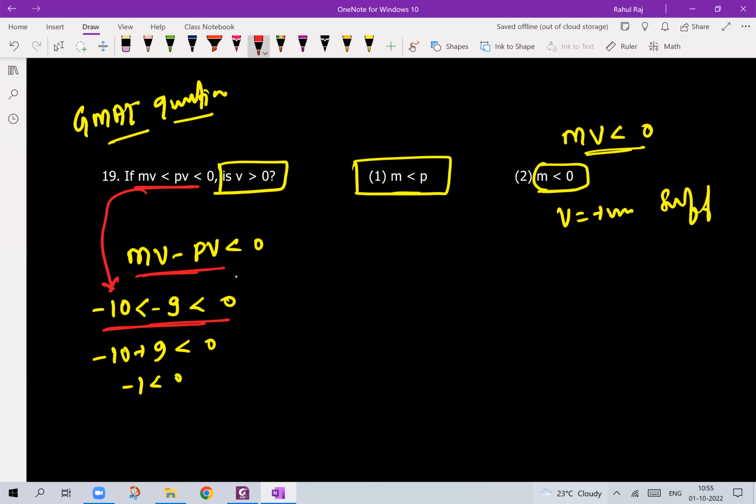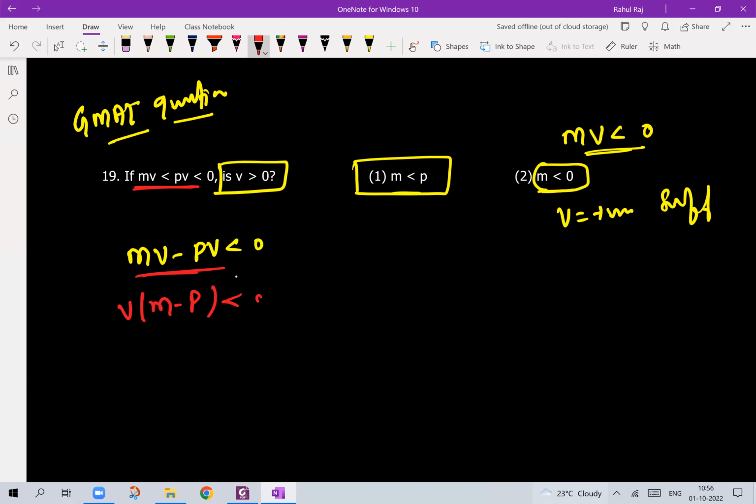Yes. So plus 9 will come this side, it will be negative. Minus 10 plus 9 is negative 1, which is less than 0. So can I 100% confirm that MV minus PV will always be less than 0? And now you see, take V common, M minus P is less than 0. It's straightforward.